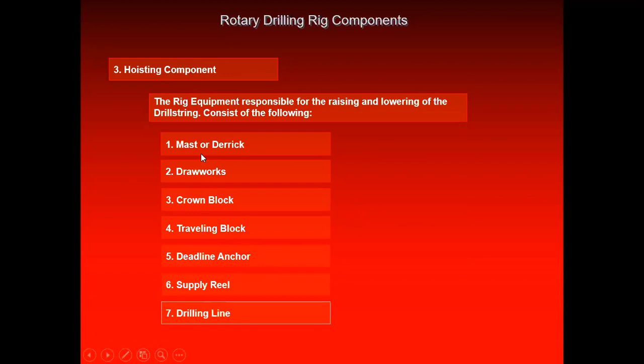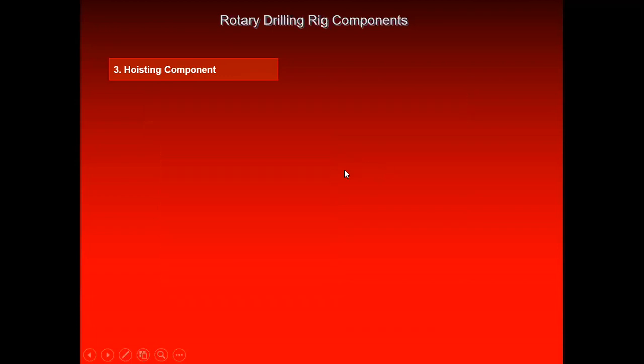So what is the hoisting system? The hoisting system is the system responsible for the raising and lowering of the drill string. What are the components? There are 7 main components. It has derrick, drawworks, crown block, traveling block, deadline. The second part of the question is to discuss the components, so you need to discuss what is a derrick, what is a drawworks. I'm not saying you need to write 3 pages for just the derrick. I'm sure you can if you take the literature from the books, but I don't want that. All I want is a simple definition.